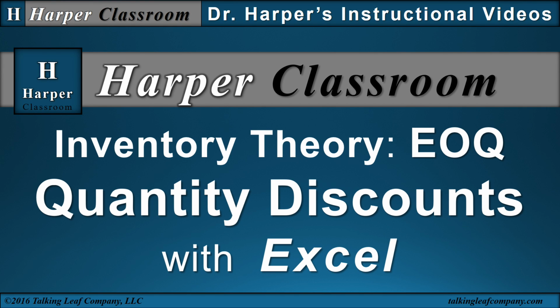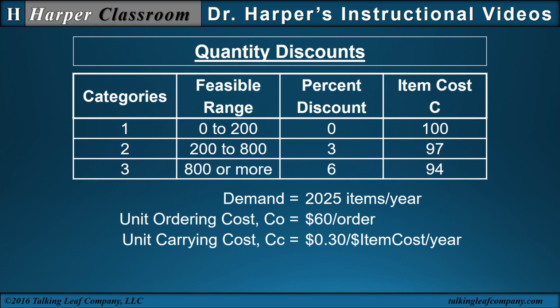I'm Dr. Harper. This instructional video is on Inventory Theory EOQ, Quantity Discounts with Excel. To set up the problem, suppose we can purchase an item for $100, the item cost, C. But if we purchase between 200 and 800 items, then we can have a 3% discount on the $100 item cost and buy all of the items for only $97.